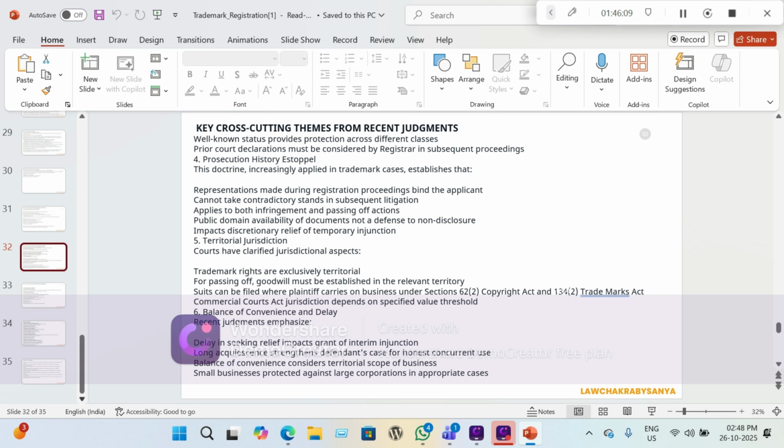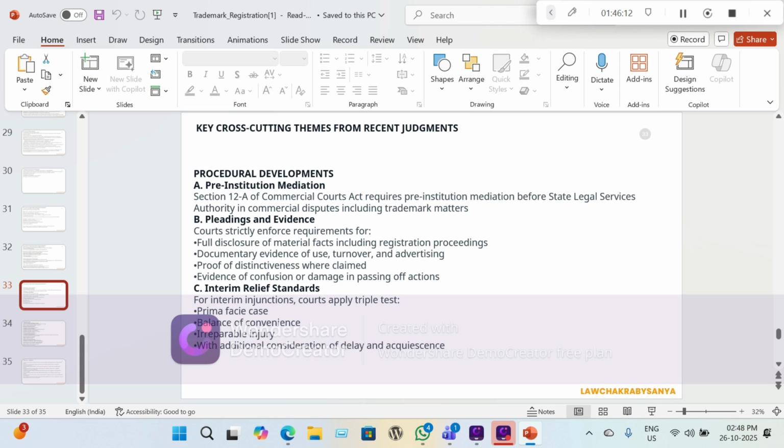Then on the next slide, we have some procedural developments that have taken place. Now, trademark infringement suits are recognized as commercial suits if they cross the threshold of financial implications. So if the damages that you're seeking are more than 50 lakhs, then of course it is a commercial suit. And when it is a commercial suit, then a Section 12A pre-institution mediation has to be mandatorily carried out. Of course, that is very technical. That is for you to study later on.